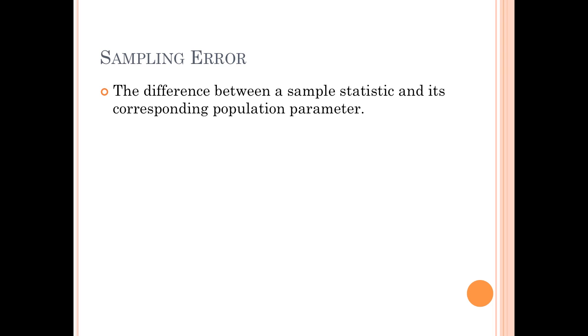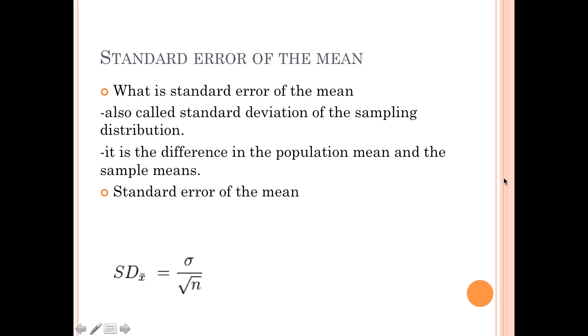So sampling error, in terms of means, would be the difference between the sample mean and the corresponding population mean. So big M minus mu is your sampling error.